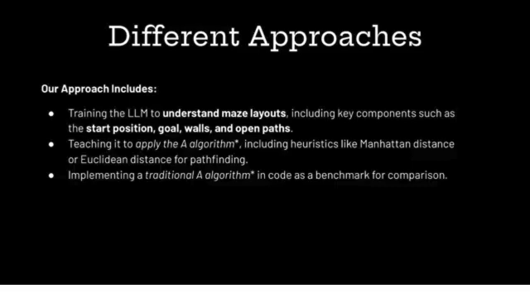First, we'll train the LLM to recognize and understand the maze layouts. This includes identifying key elements like the start position, the goal, the walls, and even the paths. Then we'll teach it how to apply the A-star algorithm using heuristics such as Manhattan or Euclidean distance to determine the shortest path. To measure its effectiveness, we'll compare the LLM's performance against a traditional A-star implementation.